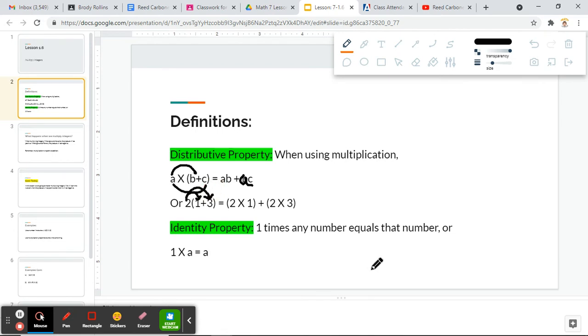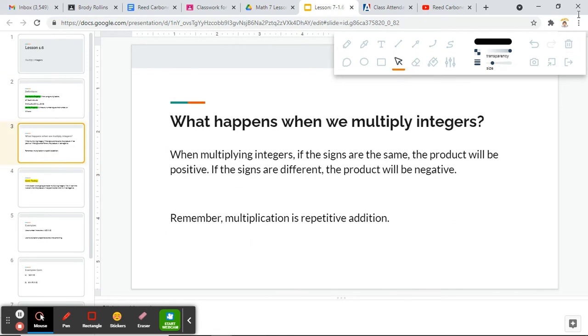And lastly, the identity property. The identity property tells us that 1 times any number is going to equal that number. So for example, 1 times 5 obviously equals 5. 1 times 4 obviously equals 4. 1 times 1,000, it's going to throw us back to 1,000 right there. So that's just our two quick definitions. Now let's get into our problems here.